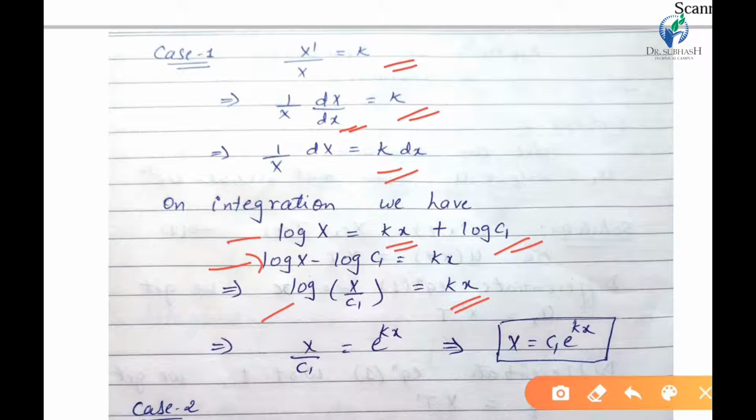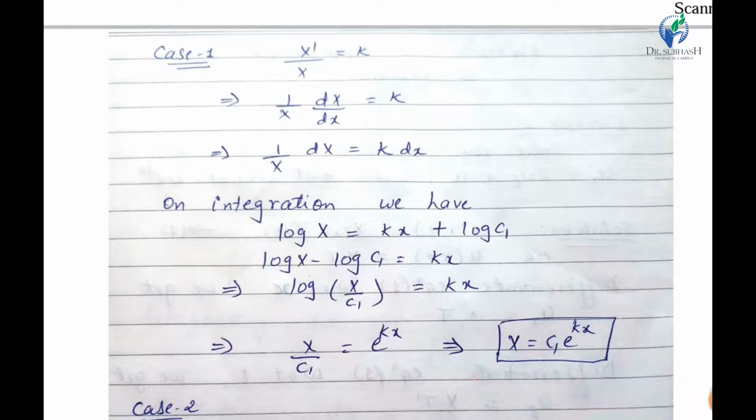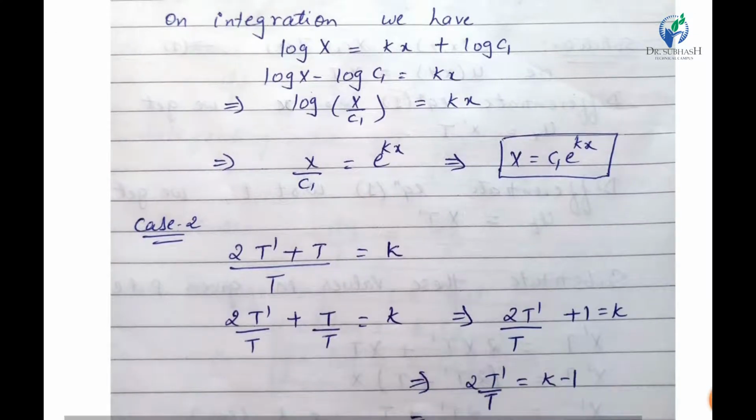So by simple logarithmic and exponential basics, we can write it as X upon c1 is equal to e raised to kx. Now we get the value of X as X equal to c1 e raised to kx. Now similarly, we will find the value of capital T.